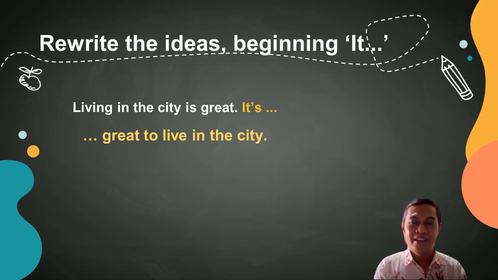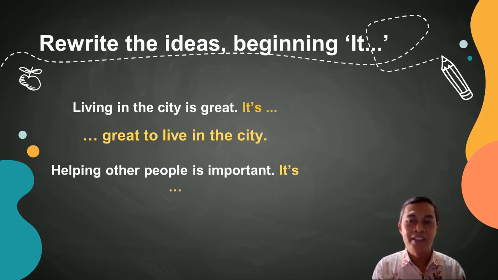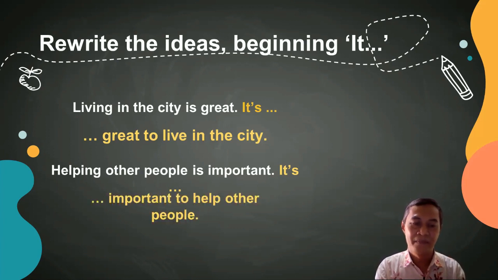Okay, let's go to the other exercise. Helping other people is important. So here we have it and also be, 's or is, and then the verb helping. We need to change once again, helping to the infinitive. So the sentence is, it's important to help other people. Is that right, Mr. G? Okay, let's check your answer. Yes, it's important to help other people.